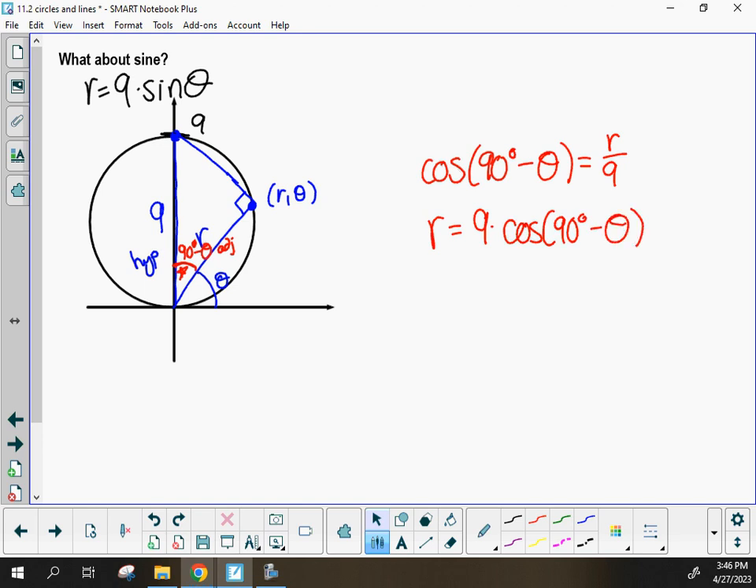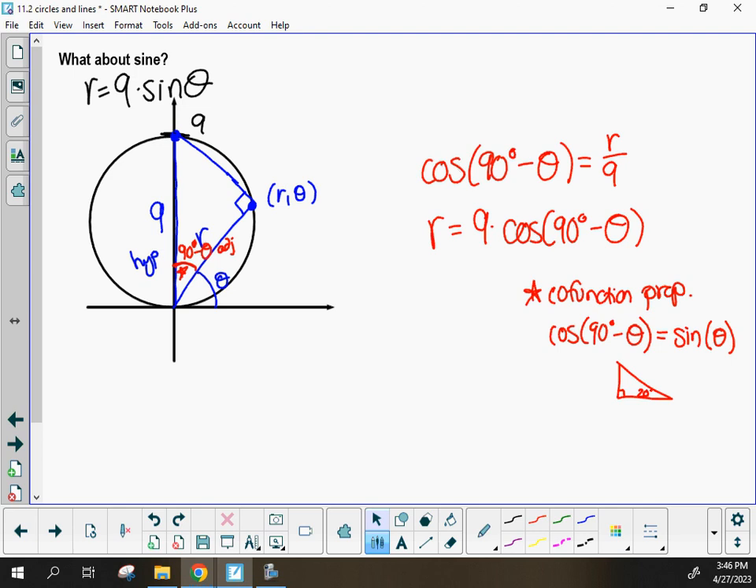Now, I have r and I have theta, but that does not look exactly like what we were hoping for. This is a little flashback here. Remember that big yellow or pink sheet you had with all of those trig identity properties on there? We have something called the cofunction property that says cosine of 90 minus theta, that's really cosine of the complement of theta, remember complementary angles, is equal to sine of theta.